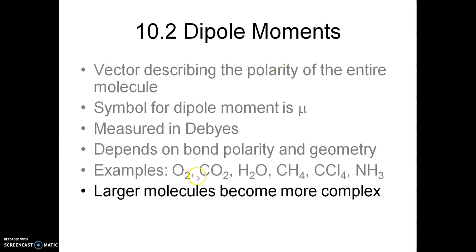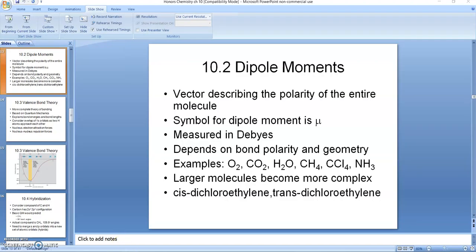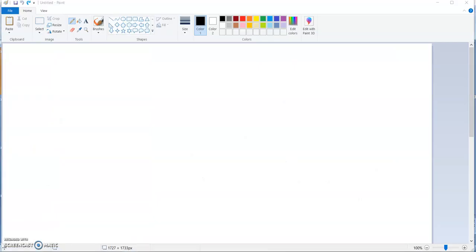So let's look at some examples. I'm going to draw the Lewis structure for these pretty quick because I think we've been through enough of those, and then focus on the geometry and how it affects this. The simplest one is the O2 molecule. Let's go to my whiteboard here and make an O2 molecule.